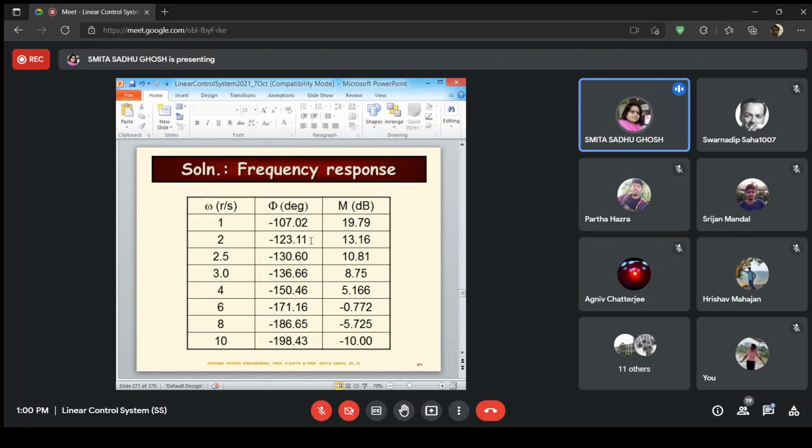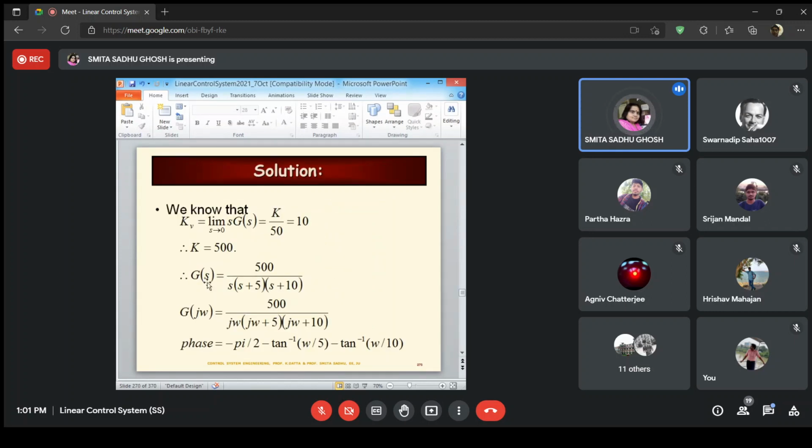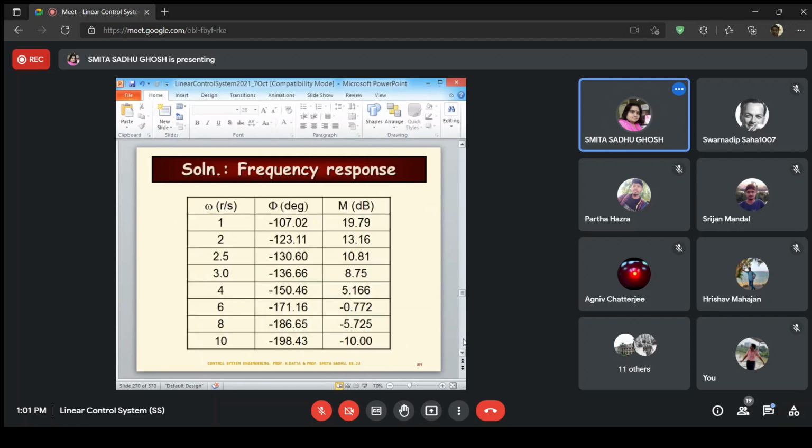So this is a table which is going to give you the Bode plot. If you plot it on graph paper, magnitude versus frequency will give you the magnitude Bode plot, and phase versus frequency is going to give you the phase Bode plot for the system which is given to you, meaning this particular system 500 by s into s plus 5 into s plus 10. So the tabulation of the frequency response is in front of you.